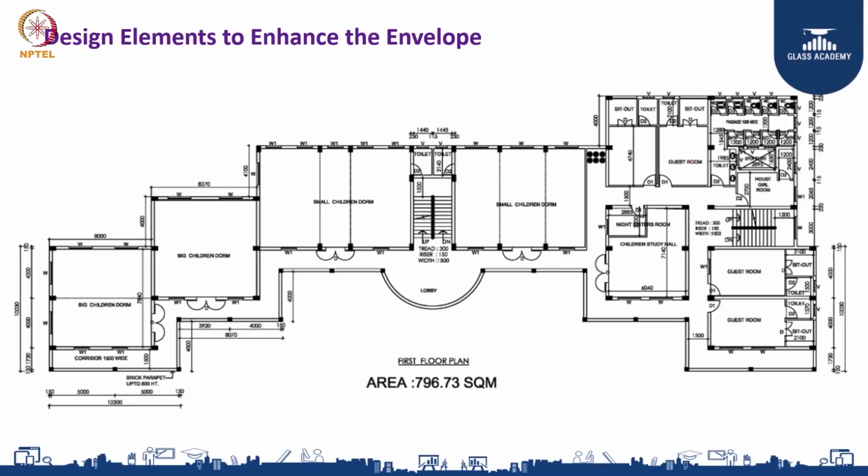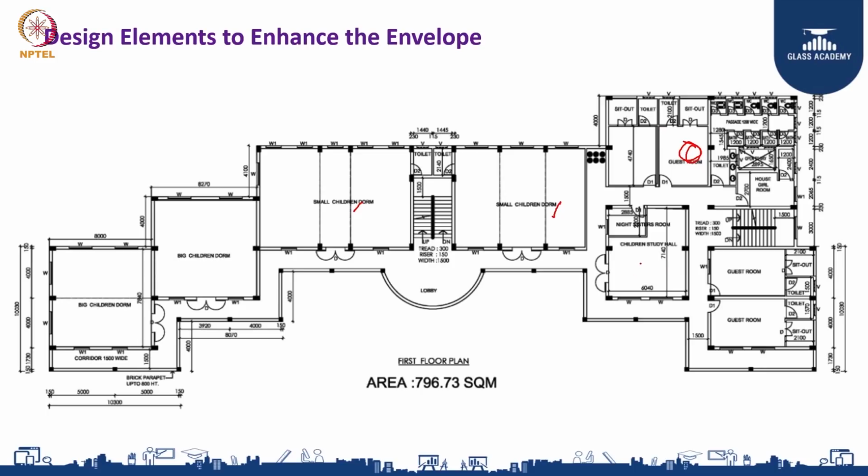So, this is a typical floor plan. If you see the first floor, we have the small children dorm, which is here and here. Then we have the guest room. The guest room, if you see, does not have access to maximum daylight. Why? Because it's not going to be occupied mostly during the day.